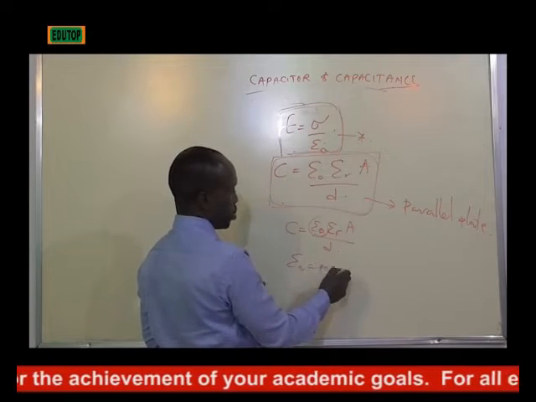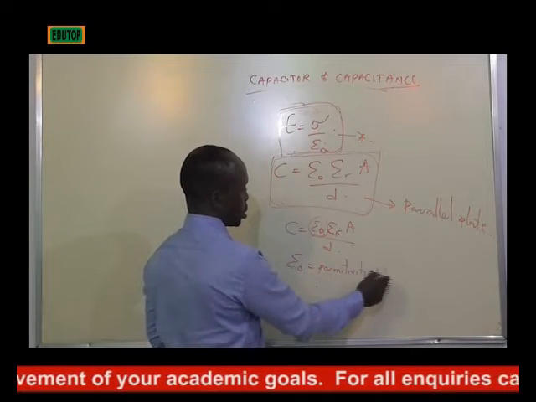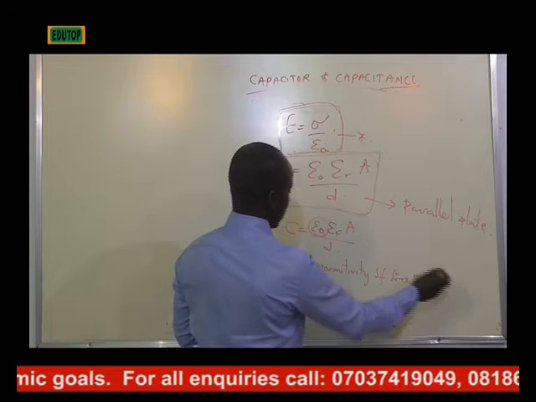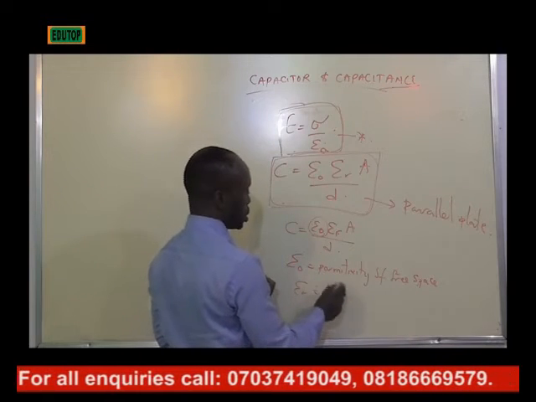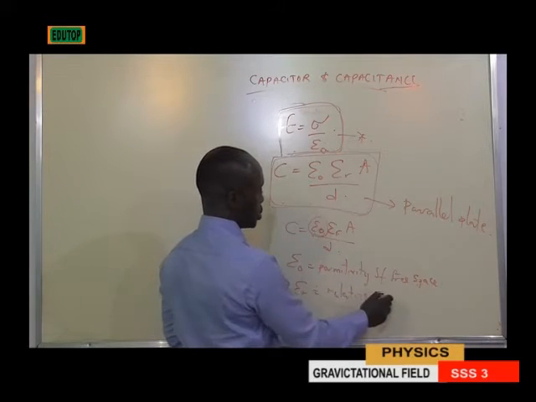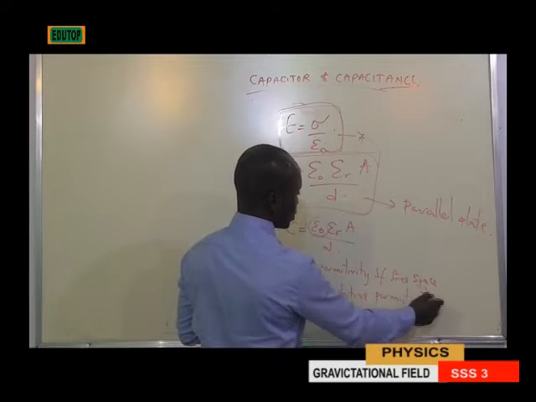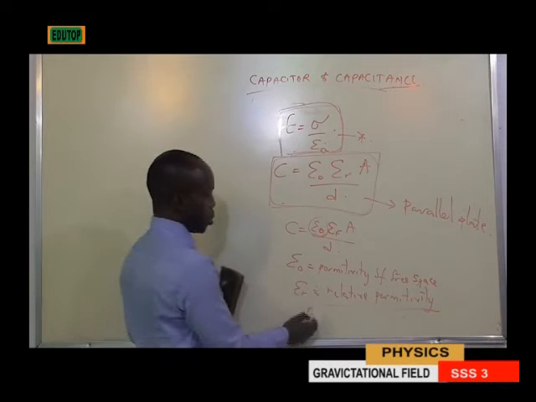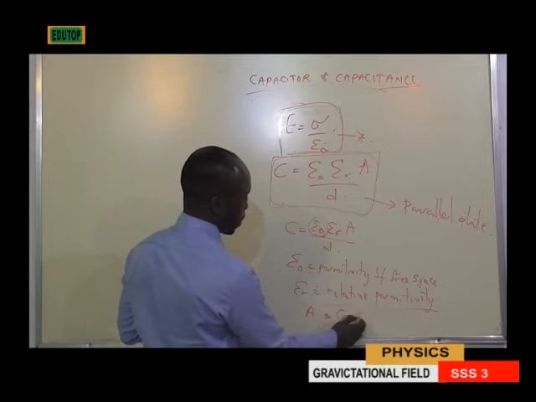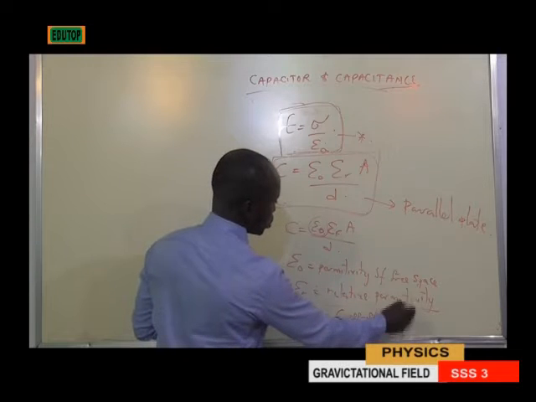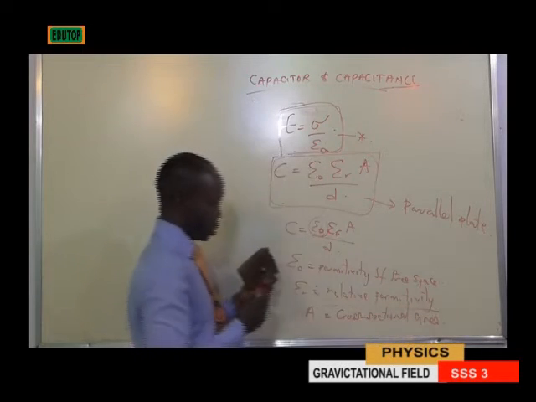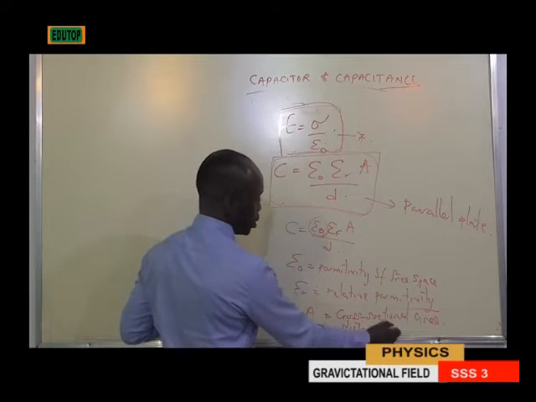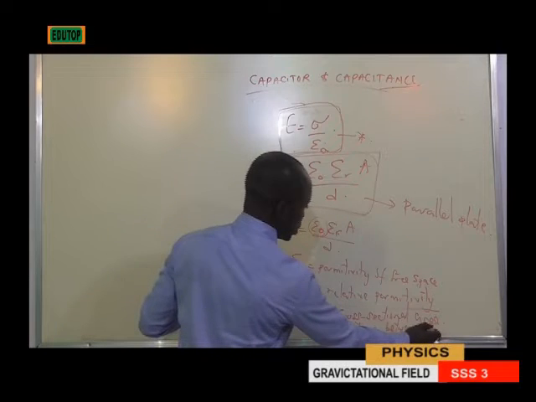Permittivity of free space, while your ER is your relative permittivity. So these are the actual meanings of E naught, ER and A, where A is the cross-sectional area, and D is the distance between the charges.